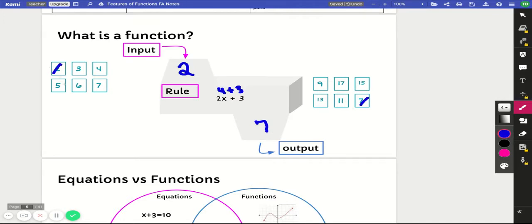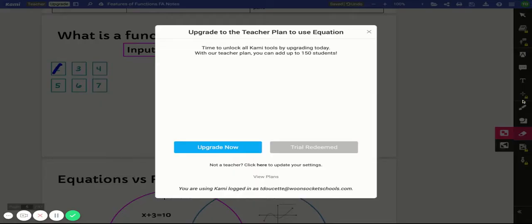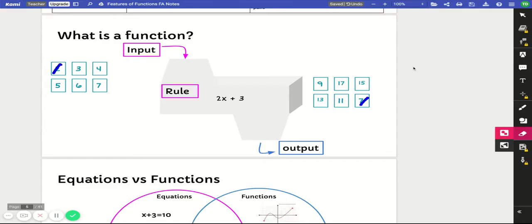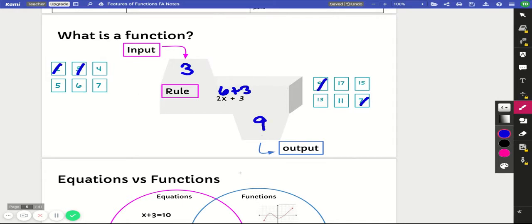Okay. If I were to input, let's say, 3, I plug in 3. 2 times 3 is 6, plus 3 is 9. Okay. And then you could do that with all of them to find the answer of the output.